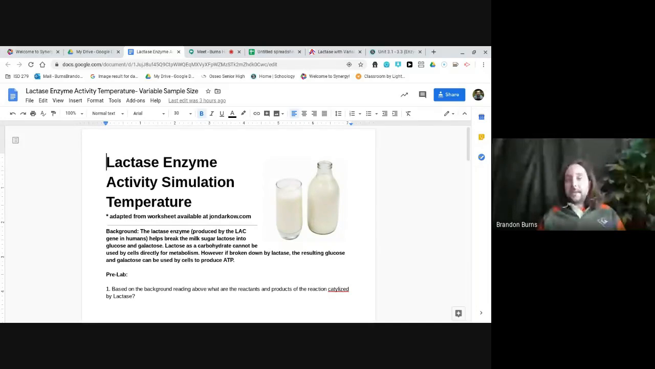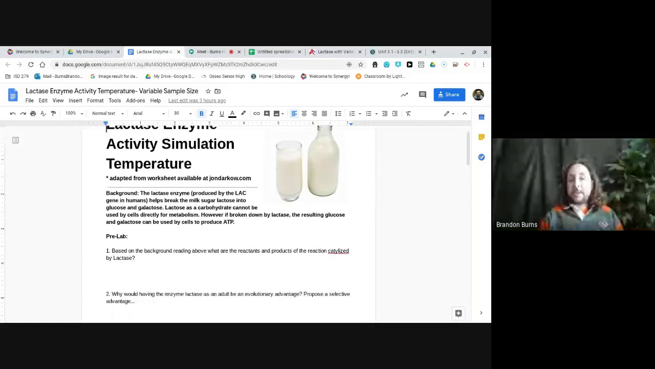So enzyme activity, the ability of an enzyme to carry out a reaction, to facilitate a reaction, is affected by environmental conditions, right? So the rate at which a reaction will occur in the presence of that enzyme can be affected by things like temperature and pH and so on. So this lab is about doing an experiment on that.